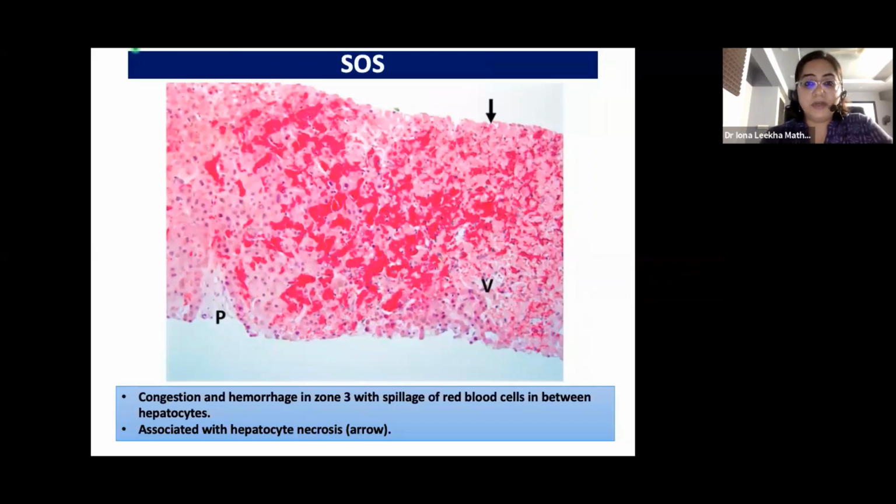This is a case of sinusoidal obstruction syndrome, where there is congestion and hemorrhage into the zone 3 with spillage of RBCs in between hepatocytes, and there is associated hepatocyte necrosis.